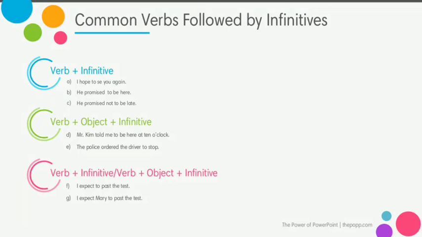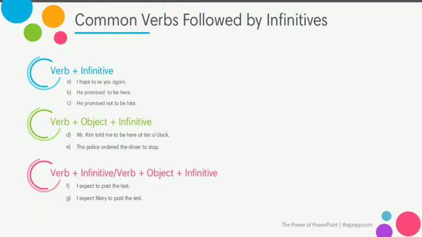And here are common verbs followed by infinitives: hope to, plan to, intend to, decide to, promise to, agree to, offer to, refuse to, seem to, appear to, pretend to, ask to, expect to, would like to, want to, and need to.